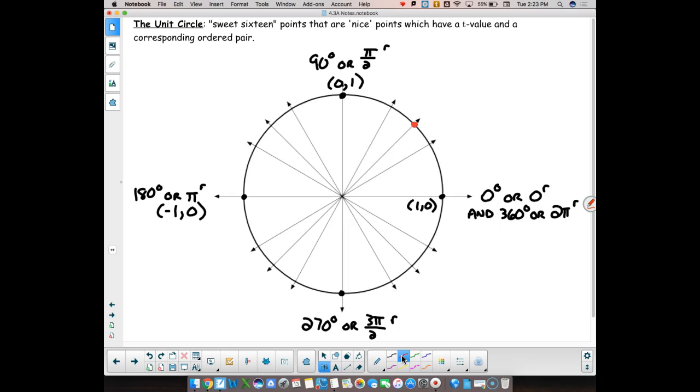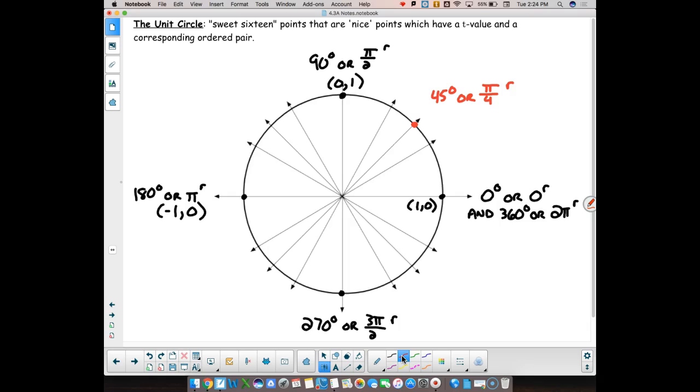Okay? So pi cut in half is pi over 2. What's pi over 2 cut in half? Pi over 4. Okay? If 180 is over here, cut it in half gets me 90. 90 cut in half is 45. So this is 45 degrees, or pi over 4 radians.